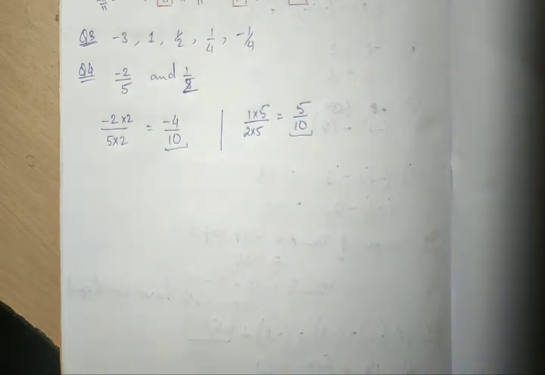Is it greater than 10? Because we need 10 rational numbers in between these two, right? So is it greater than 10? So no, the answer is no. -4, we cannot find 10 numbers between -4 and 5, right?